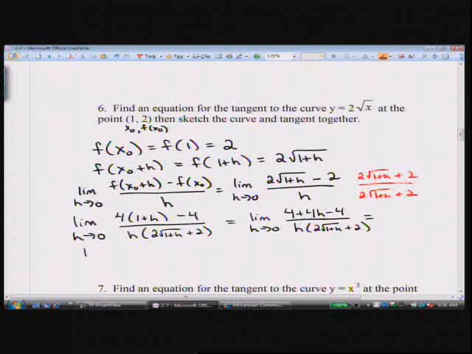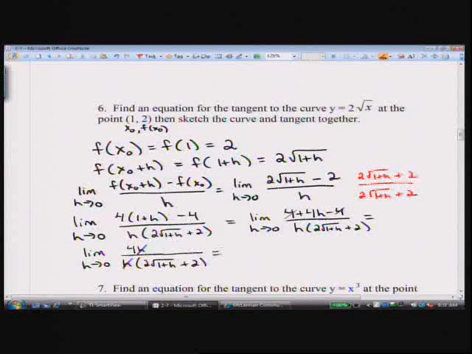So this is the limit as h goes to 0. 4 minus 4, those cancel. So you get 4h over h times 2 on the square root of 1 plus h plus 2. Everybody okay? Now you should see what happens. The h's cancel, and you can do a plug-in.